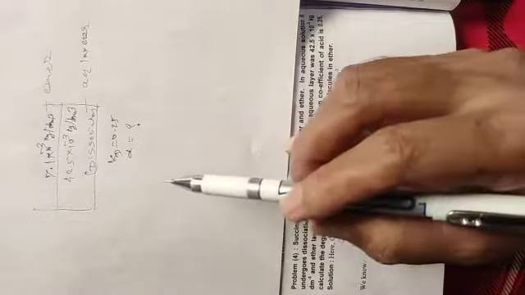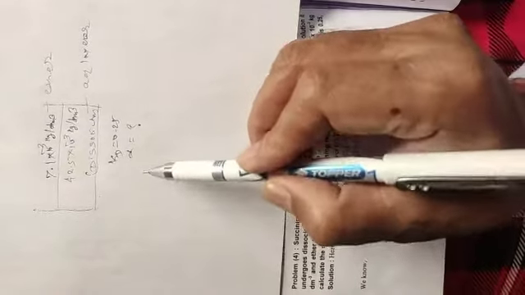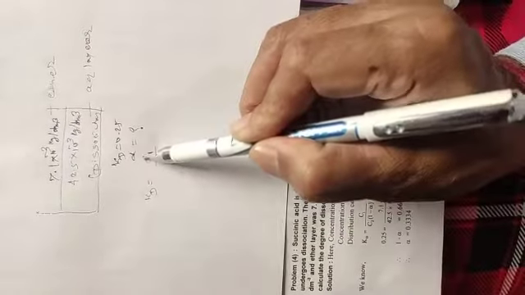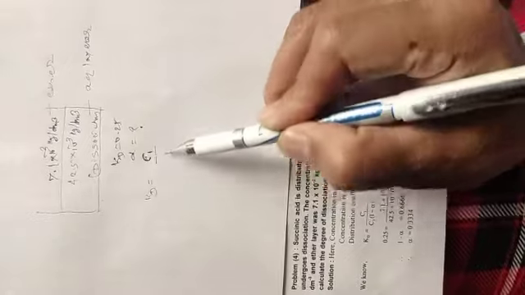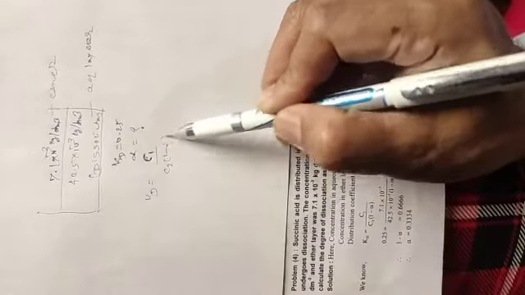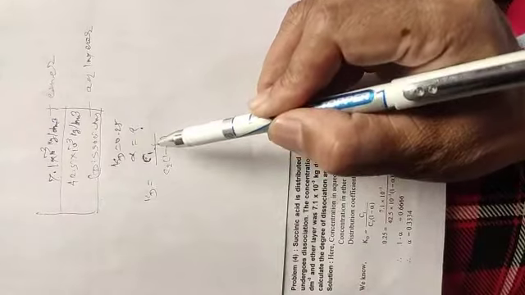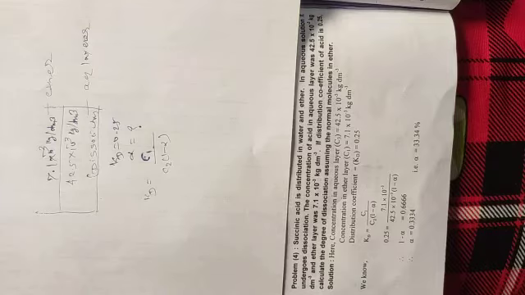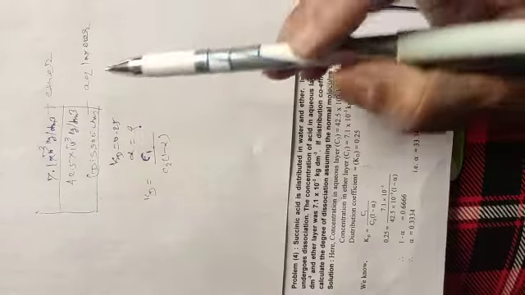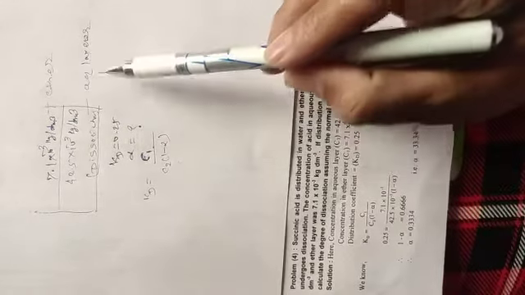Now previously, some time before, we came to know that Kd is C1 upon C2 into 1 minus alpha, where C1 is the concentration of solute in solvent A when there is no dissociation, and C2 is the total concentration where the dissociation takes place. Here the dissociation takes place in the aqueous layer.